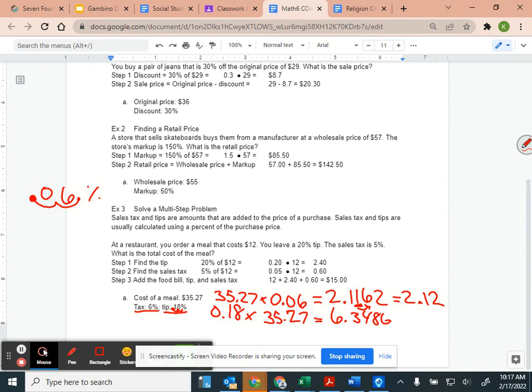6.3486. And remember, we are dealing with money. So what are we going to do with that, Brielle? We're going to change it to $6.35 because that 100th place has a 4 that's followed by an 8, so we round it up to the 35 cents. Okay, so I found my tax. I found my tip. Am I done? No. Why am I not done, Peyton? Because you have to add the tip and the tax together.